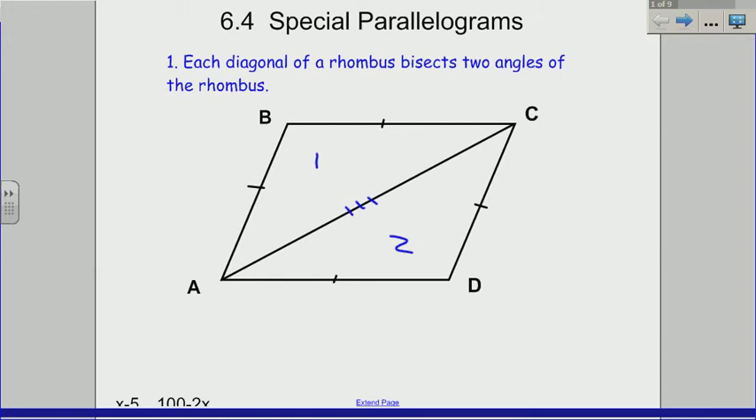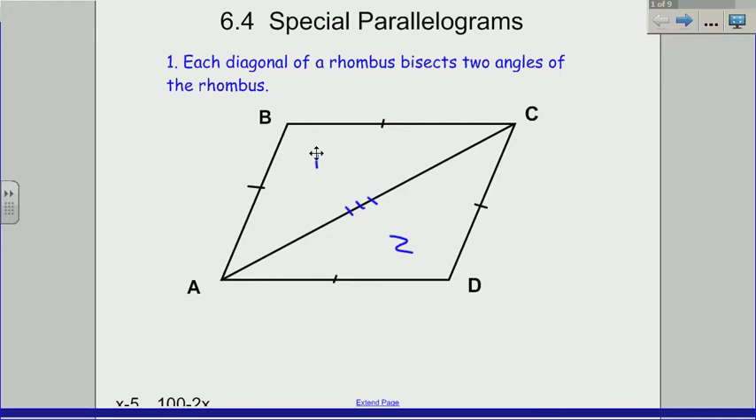Because the two triangles are congruent, their corresponding parts are congruent. This could be a corresponding part of triangle ABC, and this could be a corresponding part of triangle ADC. So the two angles are congruent. That means that the diagonal must have bisected angle A. By the same argument, the diagonal bisects angle C. So whatever the measure of angle BAC is, it's the same as the measure of angle DAC, DCA, and BCA. All four of those angles will have the exact same measure.